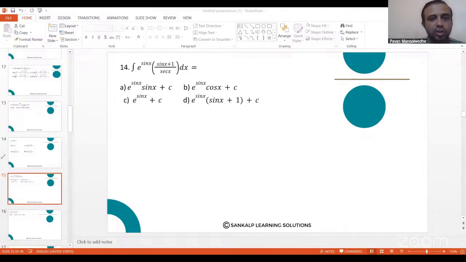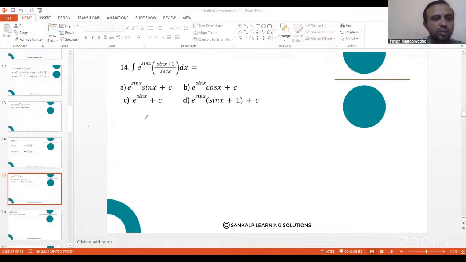We'll start with the first question of today's session: the integral of e raised to sin x into sin x plus 1 by sec x dx. What is the solution for this? Four options are given, and you need to pick one.